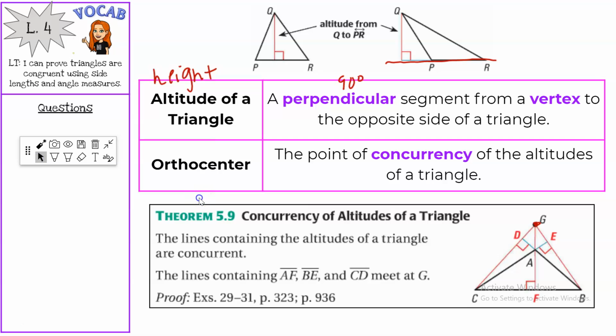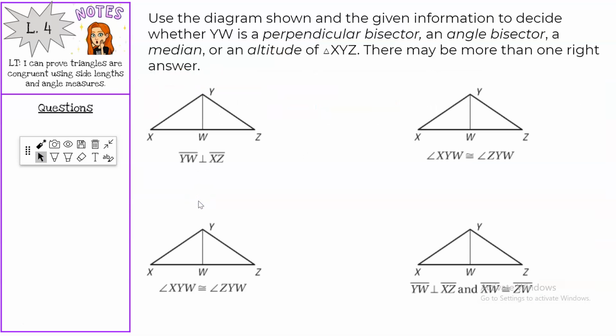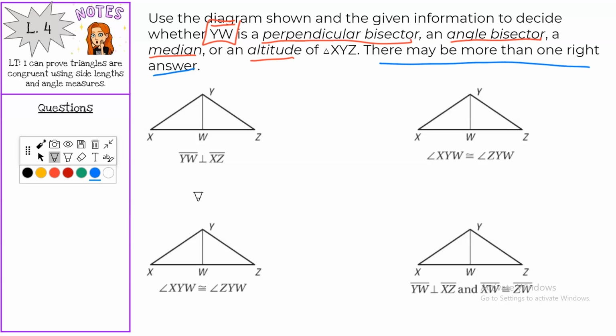And then lastly, just to make sure we can differentiate between the 4 different types of segments that we've learned, we're going to identify whether YW is a perpendicular bisector, an angle bisector, a median, or an altitude of the triangle given. And just note that there may be more than one right answer. So if we look at the first triangle that we're given, we're told that YW is perpendicular to XZ.